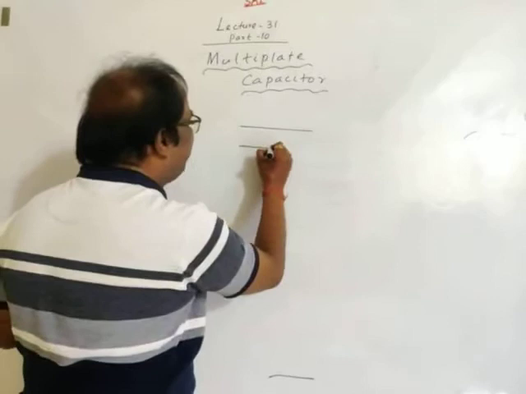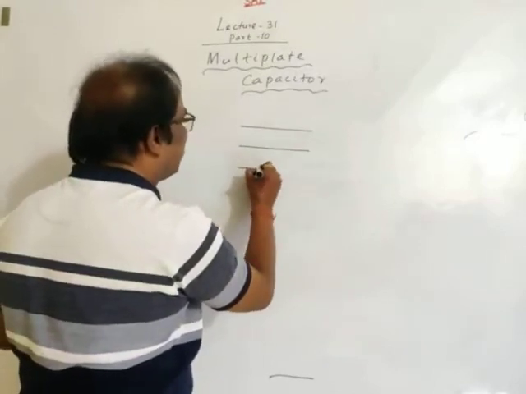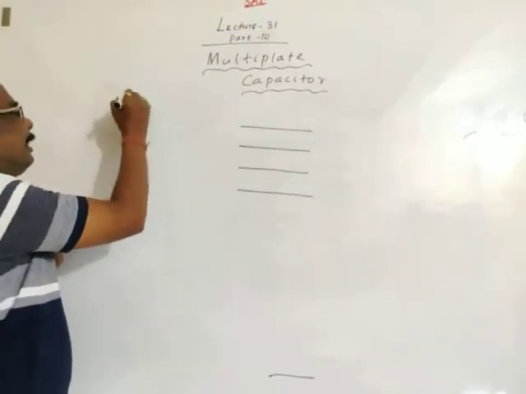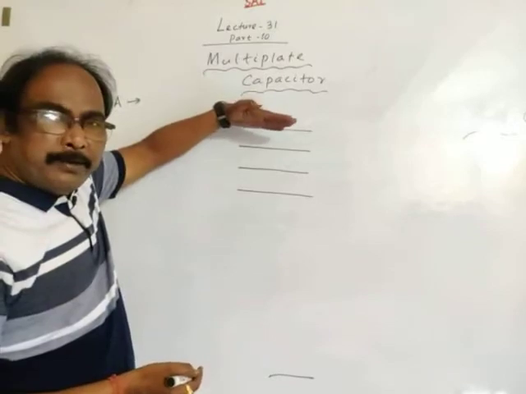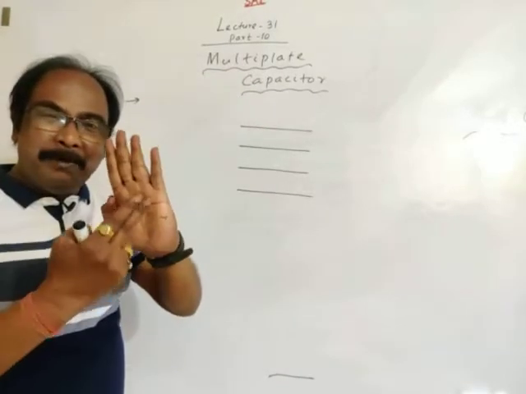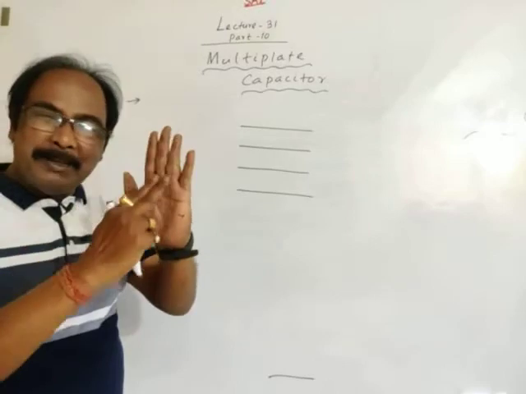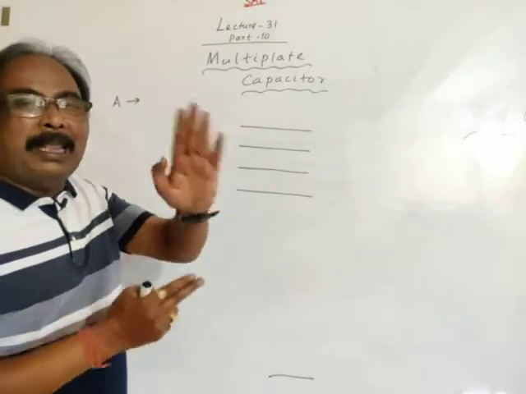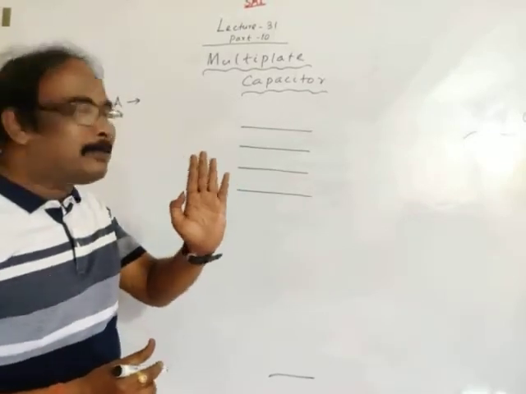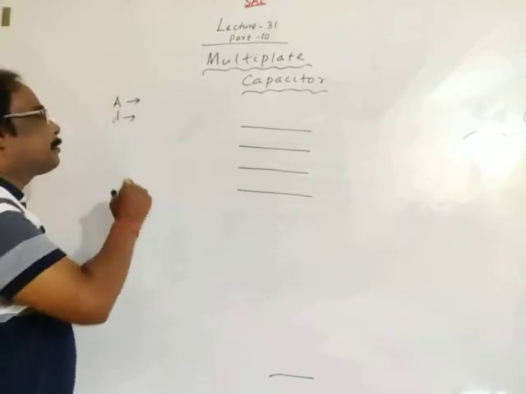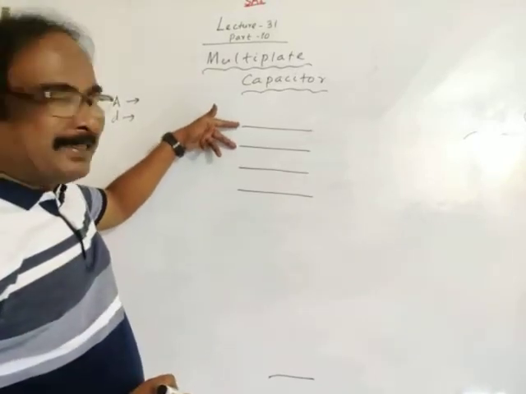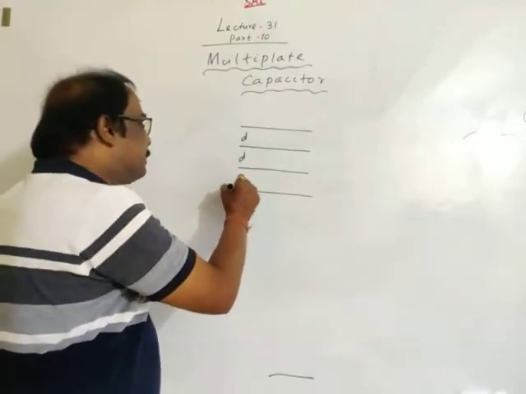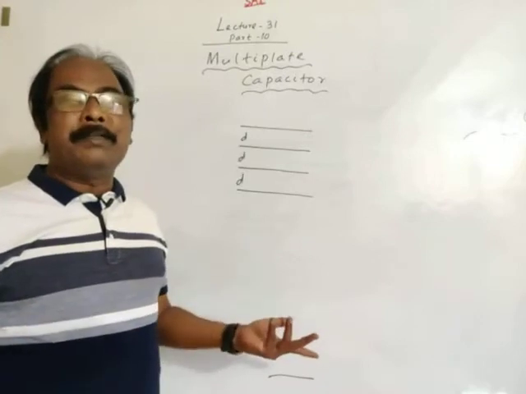Suppose we are taking 4 plates: 1, 2, 3, 4. The general assumption: A is the surface area of each plate. If this is a plate, it has 2 surface areas. This surface area is A, this surface area is also A. Each surface area of a flat plate is A, and D is the separation between 2 nearer plates. Separation between these 2 plates is D, between these 2 plates is D, and between these 2 plates is also D.